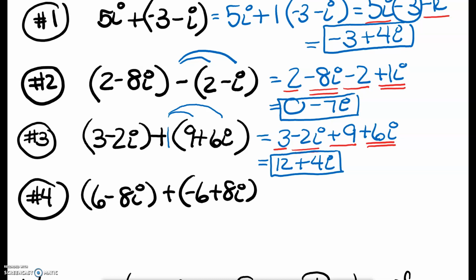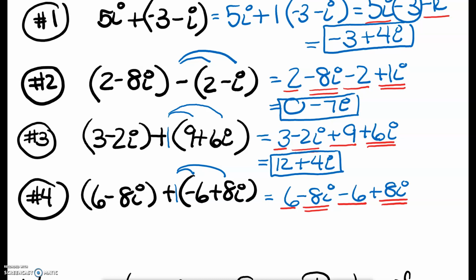Okay, and my last example here, again, I have this positive 1 out in front of these parentheses, so I have to distribute that. So I get 6 minus 8i minus 6 plus 8i, and my like terms are going to be 6 and negative 6, negative 8i and positive 8i. So when I combine my like terms, I get 0 for my real part, because 6 minus 6 is 0, and then negative 8 plus 8 is also 0. So I get 0 plus 0i as my answer.